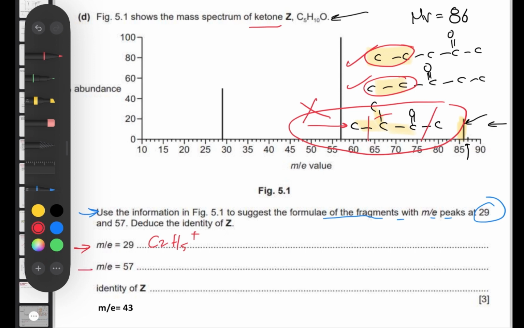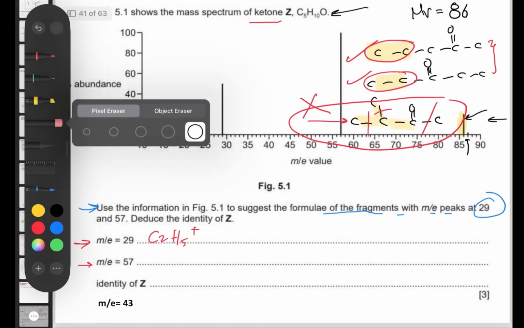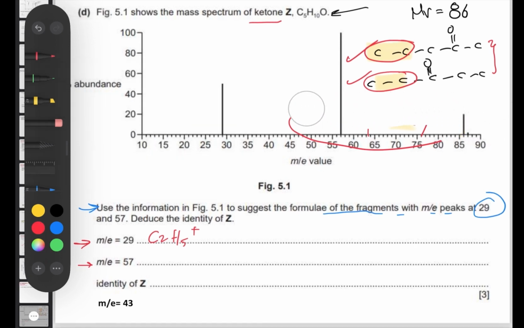Let's go to 57. Since we have two possible structures so far, I want to use my calculator and start guessing. We exclude this one here, we don't need it so far. I cannot take an ethyl group from this one. If you don't have a fragment of C2H5, then the structure is not the one that we needed. I will use my calculator.